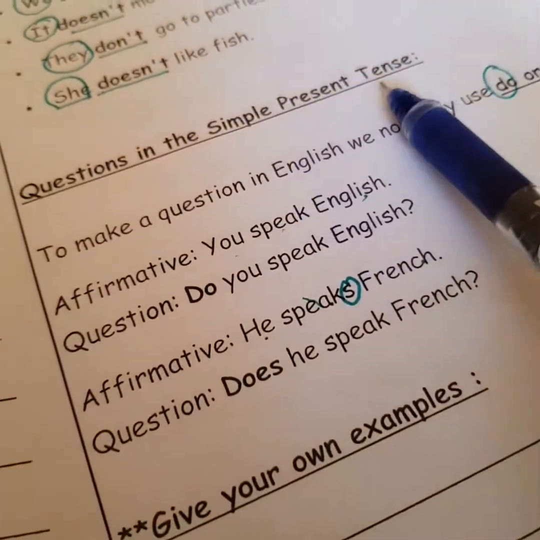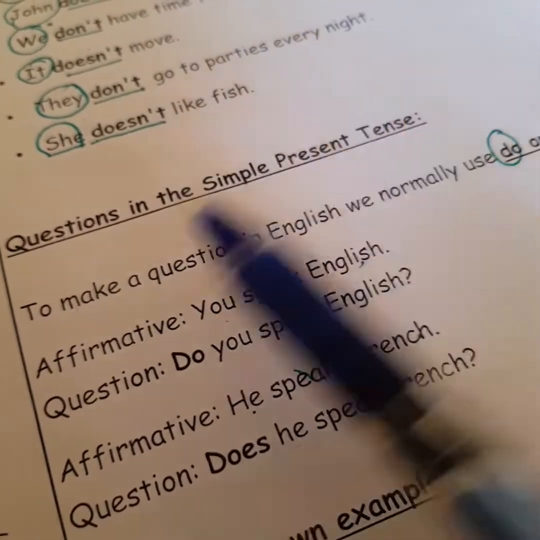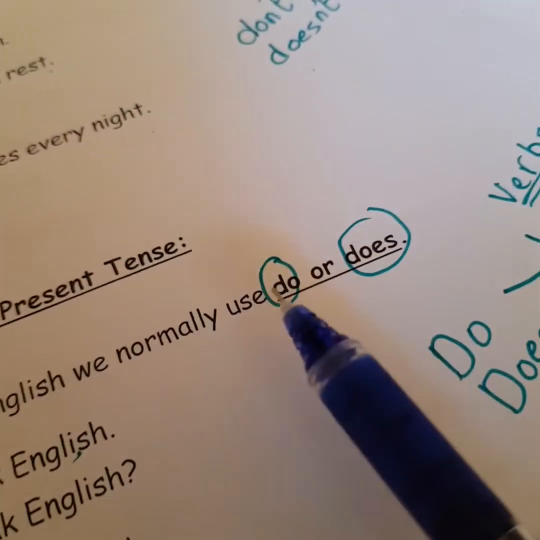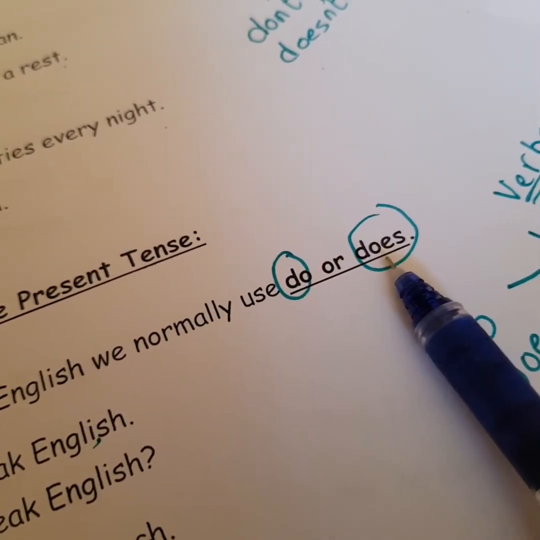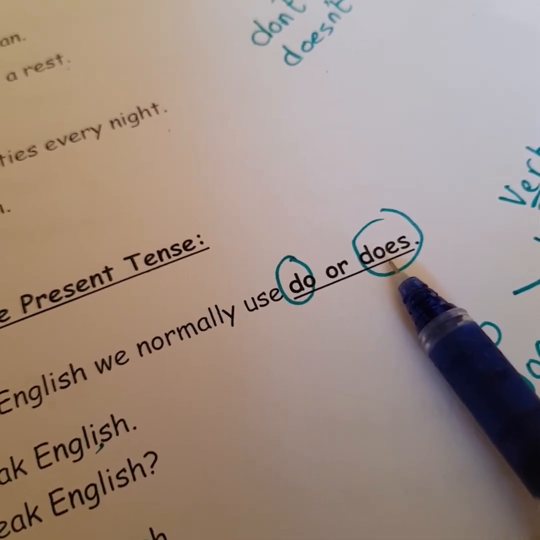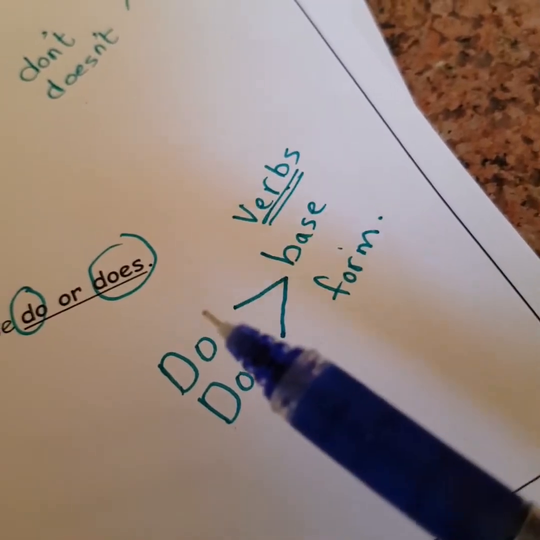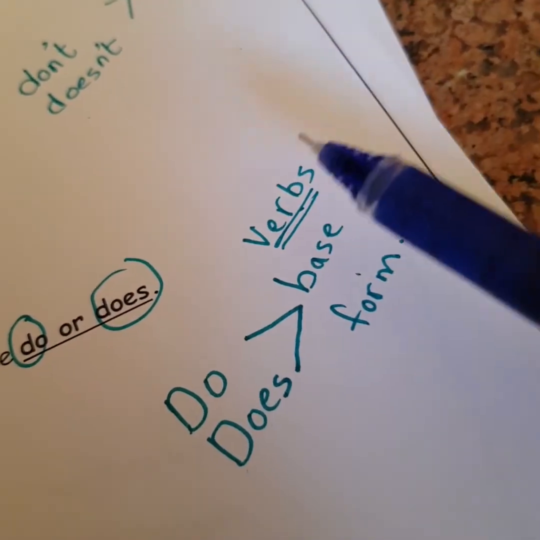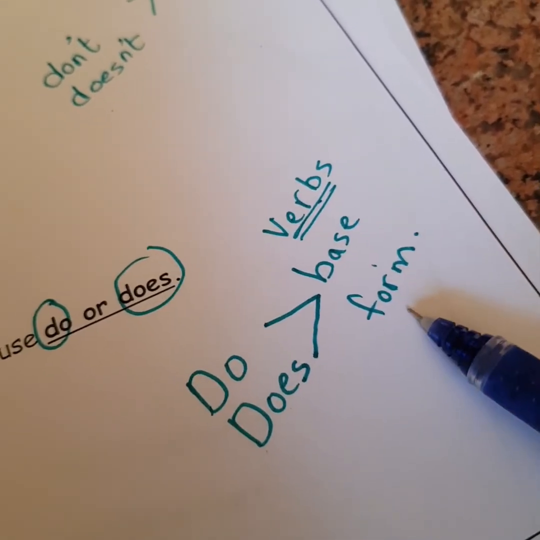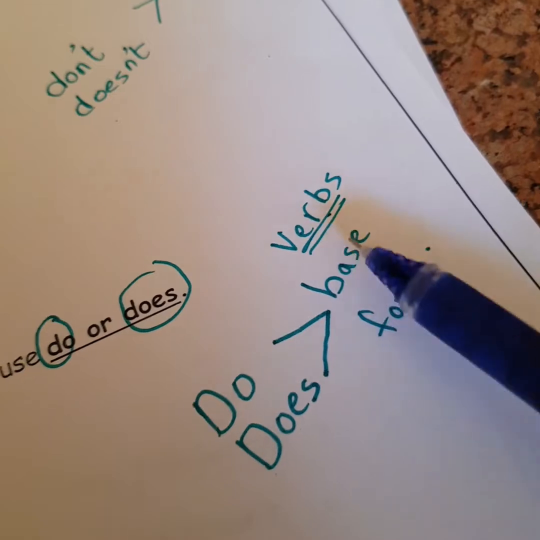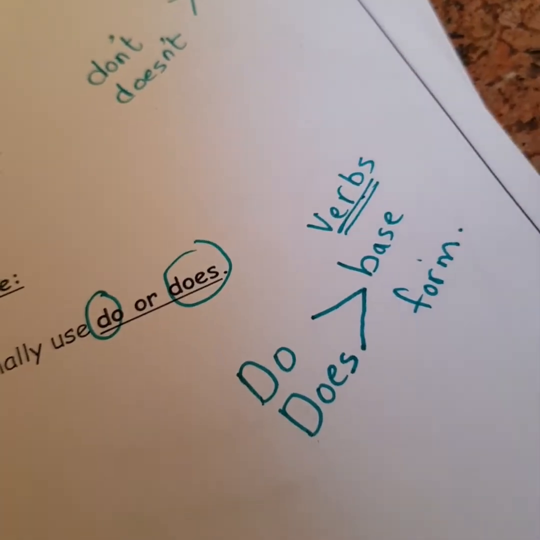Questions in the simple present tense. كيف بدنا نعمل questions باستخدام simple present tense. To make a question in English we normally use do or does. بنستخدم do أو does حتى نعمل أسئلة. You have to pay attention. لازم ننتبه إنه after do or does the verbs come in the base form. ننتبه إنه بعد do does لازم الفعل يجي بالبيس form بالمجرد، الصيغة المجردة للفعل.